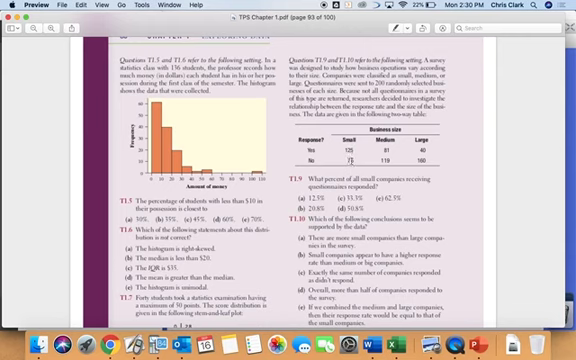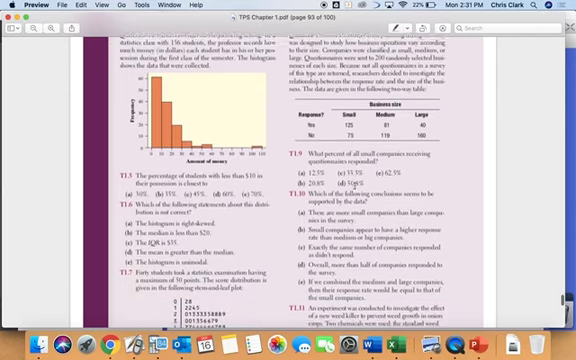So there were 200 small companies. If I add these two together, and I take 125, that's how many responded, divide that by the total, which is 200, and so you get 62.5% of the small companies responded. That's a conditional distribution. You are going to have to know how to do that.